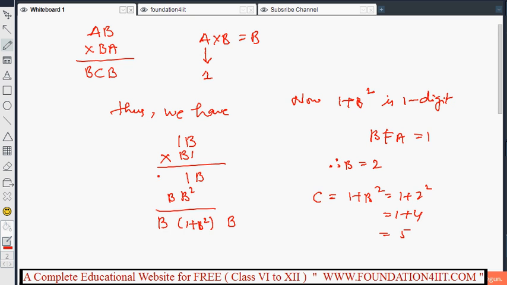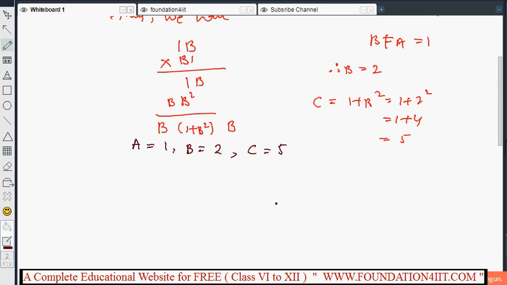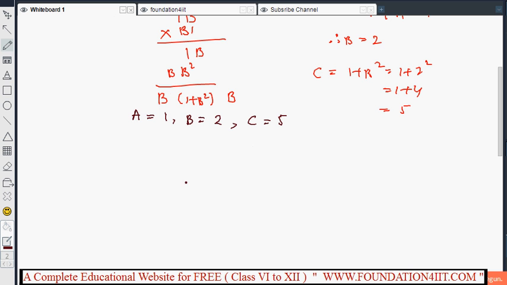So finally I can write like this: A is equal to 1, B is equal to 2, and C is equal to 5. We can do a little checking also. AB, BA means 12 into 21. That is BCB, 252. So you can do normal multiplication also, and you'll get this.